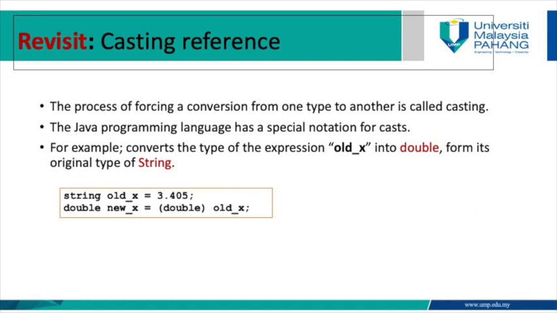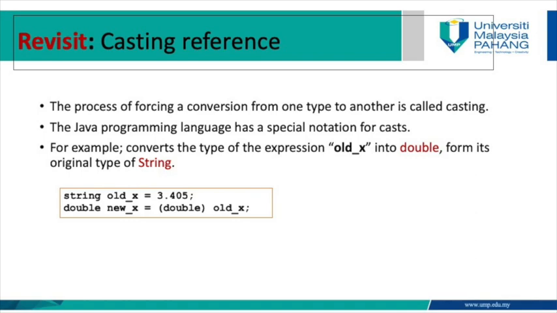So now let's revisit casting reference. How do we do casting reference in OOP? Casting reference is the process of forcing a conversion from one type to another. It's called casting. The Java programming language has a special notation for cast. For example, we try to convert the type of expression old_x into double form, where the original type is string. We try to convert from string to double. So how can we do it?